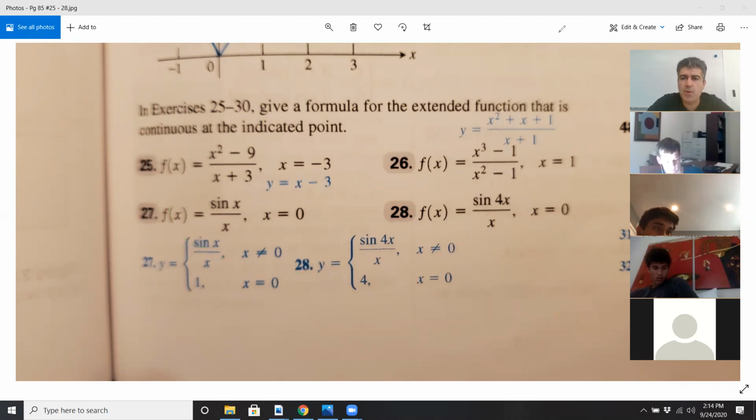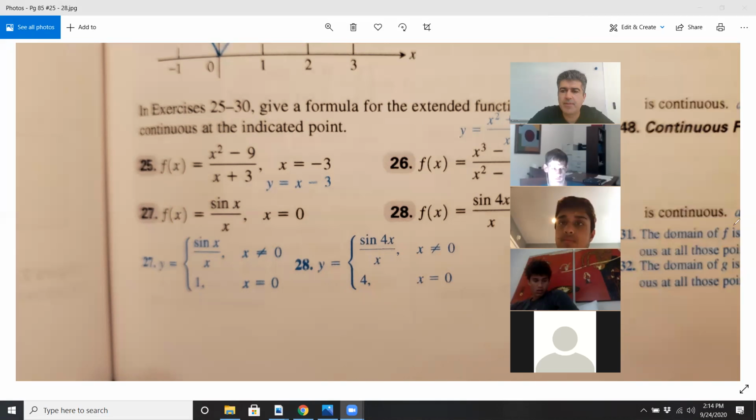Okay, let's see if we have more questions in the chat. Number 5, I was confused as to why it is a jump discontinuity. I'll talk about that. And can I go over 33 and 35? Yes. Let me actually do 33 and 35 first, and then I'll go back to number 5.